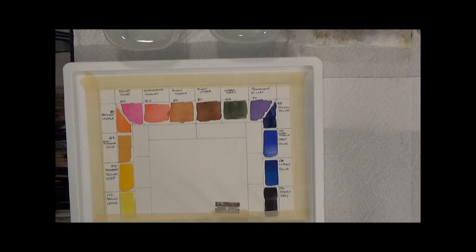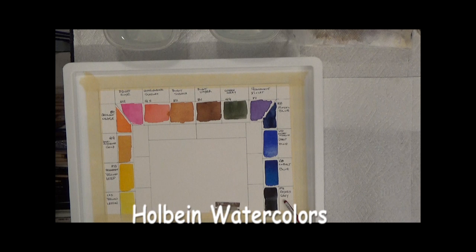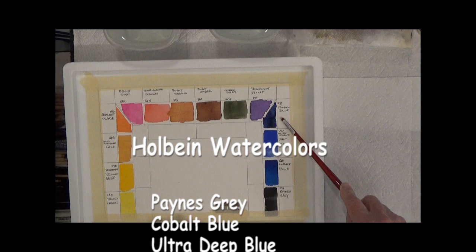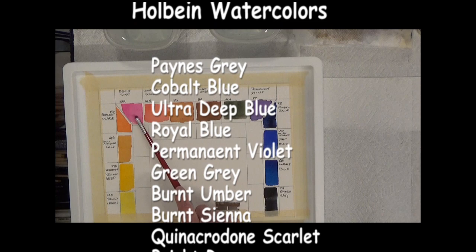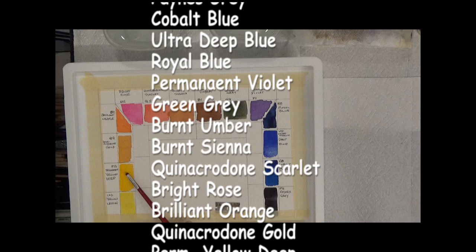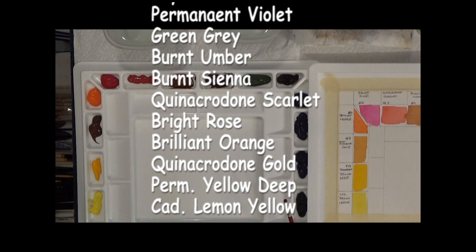But this is a Payne's Gray, Cobalt Blue, Ultramarine Deep, a Royal Blue, Permanent Violet, a Green Gray, Burnt Umber, Burnt Sienna, Quinacridone Scarlet, Bright Rose, Brilliant Orange, Quinacridone Gold, Permanent Yellow Deep, and Cad Lemon Yellow. All right, so that's the paints, and I told you about the brushes.